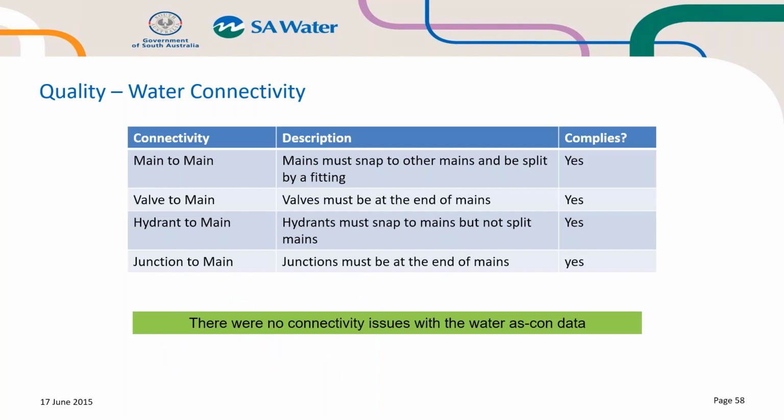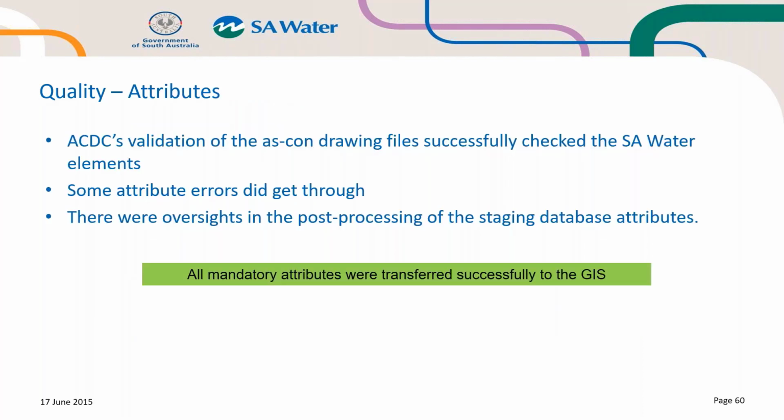So what they've got is also, in terms of connectivity for the water data, great connectivity: valves being at the end of mains, hydrants snapping to mains, fittings or junctions being at endpoints, etc. And just basically saying that the ACDC validation of the ASCON drawing file successfully checked the SA Water elements. And this was in 2015. Some of those attribute errors, we in fact learned from that, and we've added a bunch more and built out a very sophisticated set of checking for just about everything, including multi-polygons and related items, so that you can look at one feature in relation to another. And so really all the mandatory attributes were transferred successfully into the GIS.